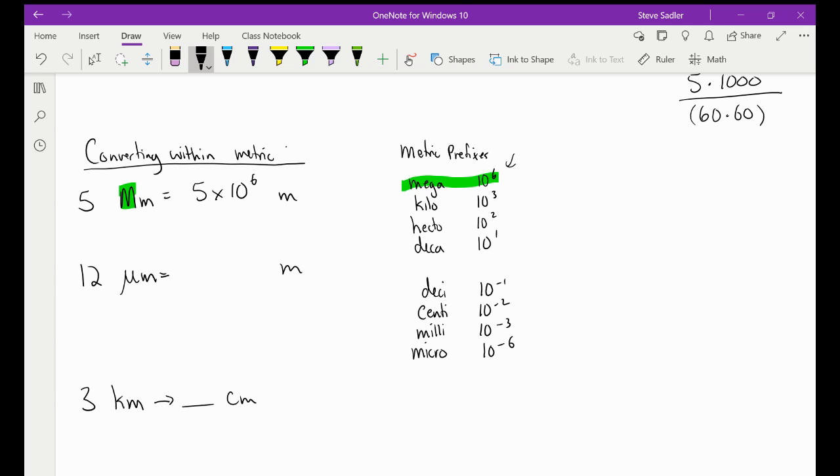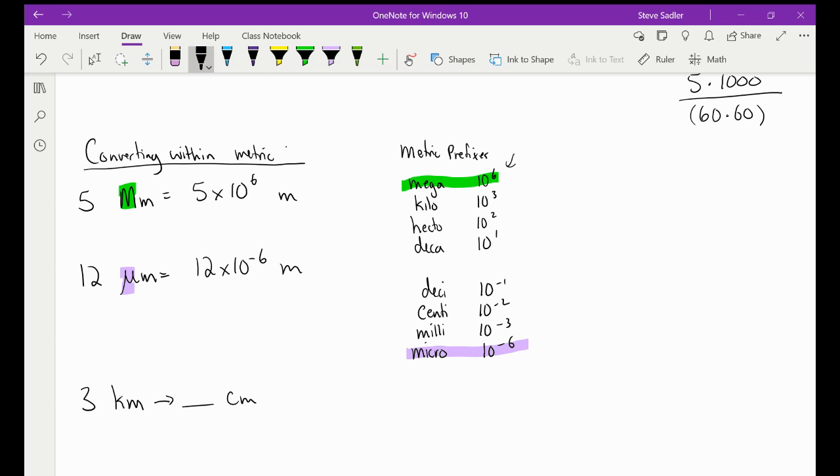If you have 12 micrometers, how many meters is that? Micro is very, very small. So we can say micro is 10 to the negative 6. So that is 12 times 10 to the negative 6 meters. That's not proper scientific notation, but for the sake of unit conversions, it's the fastest way to just do it and then get your answer however you need.